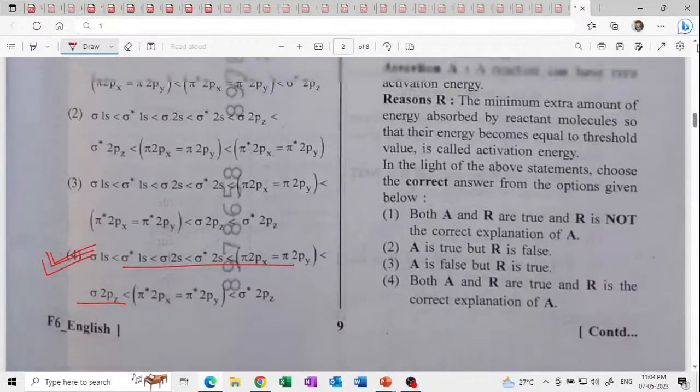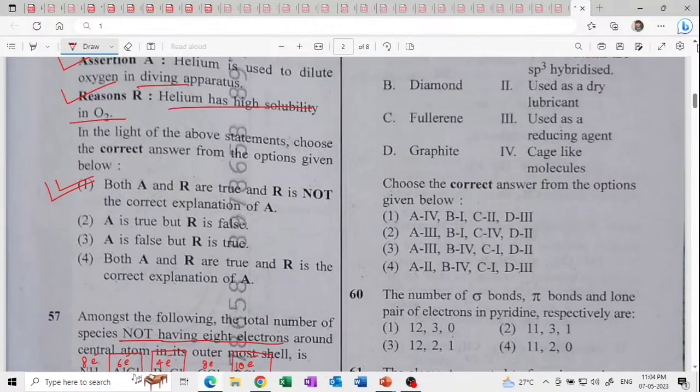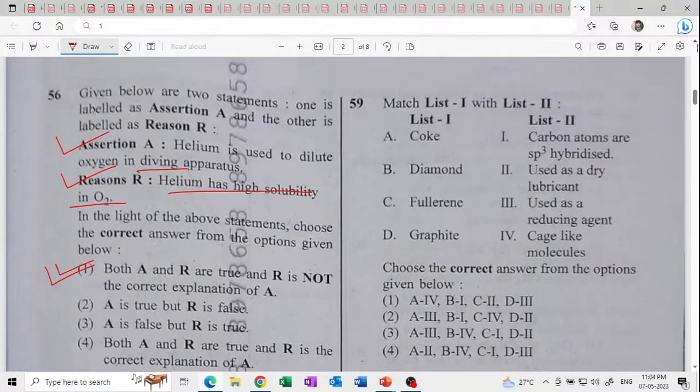Next question. The question paper is too easy. Then next is coke. Diamond is sp3 hybridized. Graphite is used as a lubricant. Coke is used as a reducing agent. And fluorine has a cage-like structure. Get it? So that's A is 3.